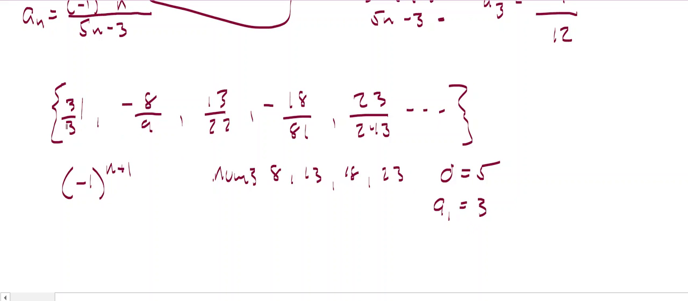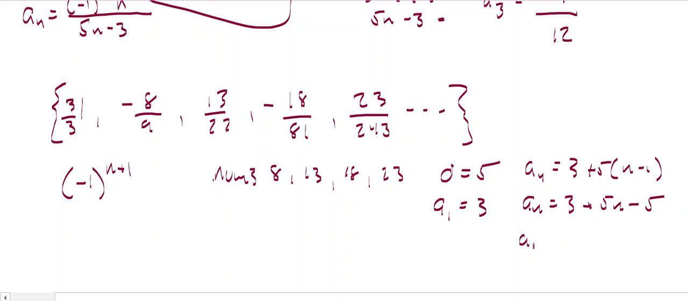Now we have a denominator to play with as well. And so we have a sub n is going to be equal to 3 plus 5 times n minus 1. A sub n is 3 plus 5n minus 5, or a sub n is equal to 5n minus 2. So we have a 5n minus 2 to put in the numerator.